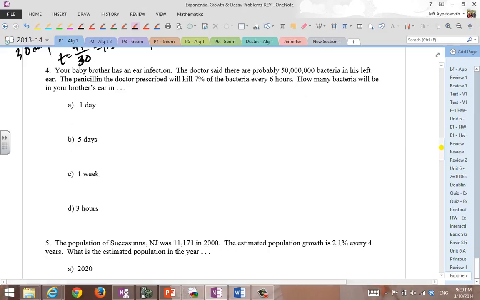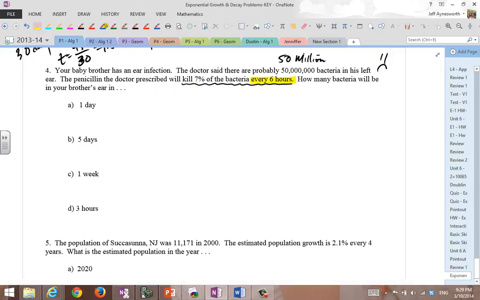Okay, check this situation. Your baby brother has an ear infection. The doctor said there are probably 50 million bacteria in his left ear. That's a lot. This is not good, guys. All right, the penicillin that the doctor prescribed will kill 7% of the bacteria every 6 hours. Ooh, will kill 7% of the bacteria every 6 hours. Let me highlight every 6 hours.